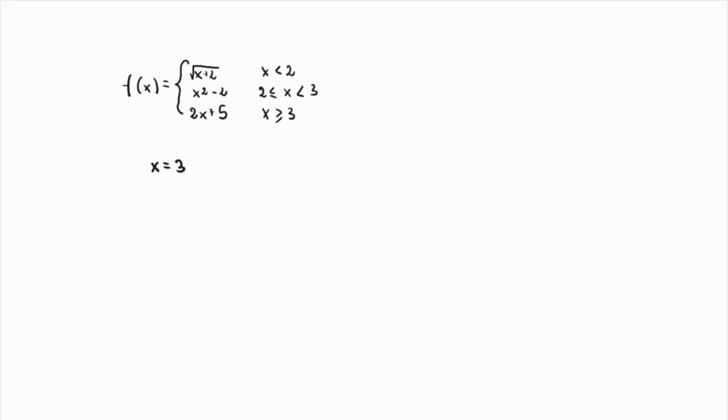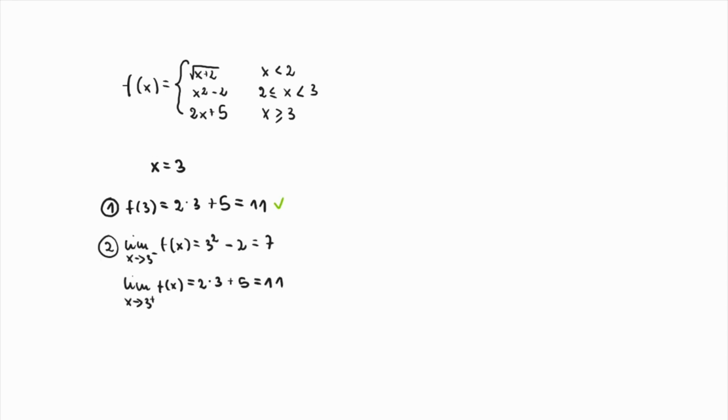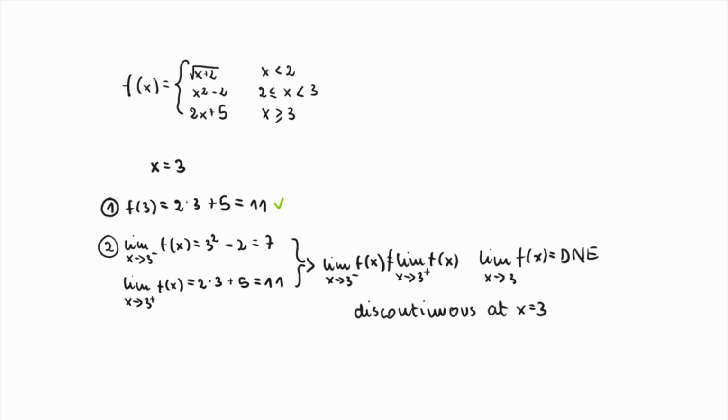Last but not least, let's check if this function is continuous at x equals 3. First, we check that f of 3 equals 11, which is a real number. That means that the function is defined at x equals 3. Next, we calculate the left-hand limit as x approaches 3, which equals 7. Then we see that the right-hand limit as x approaches 3 equals 11. Left and right-hand limits aren't equal, which means that the limit as x approaches 3 doesn't exist, and the function isn't continuous at x equals 3.